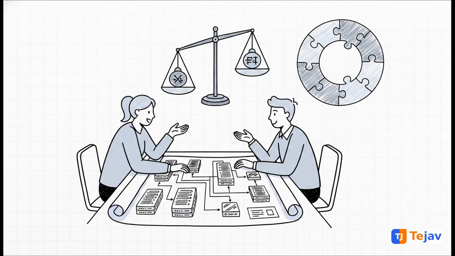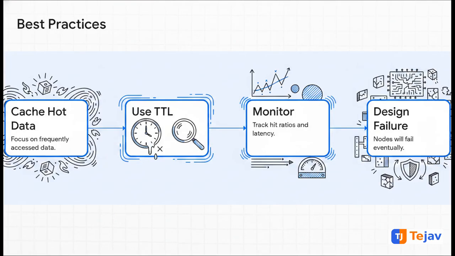You should be able to intelligently compare Redis versus Memcached. You need to talk about write strategies, like cache aside versus write through. And you absolutely have to anticipate failure scenarios, like the cache stampede, explaining exactly how you'd build fault tolerance right into your replicated nodes. Following these best practices is how you actually prove you can build at global scale.